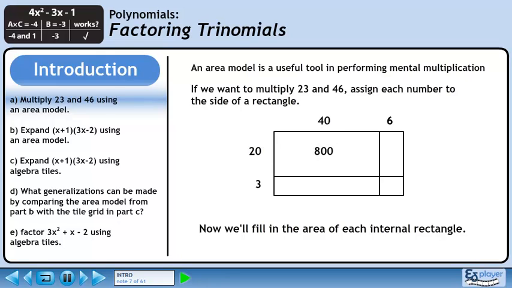20 times 40 is 800. 20 times 6 is 120. 3 times 40 is 120. And 3 times 6 is 18.